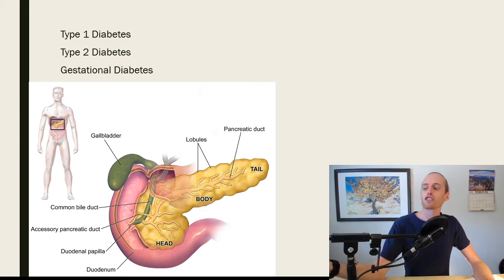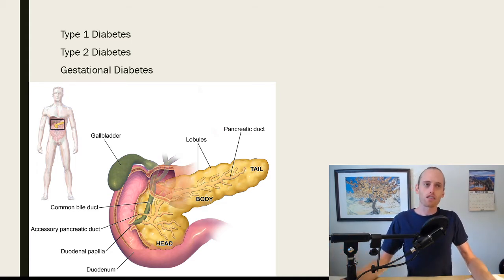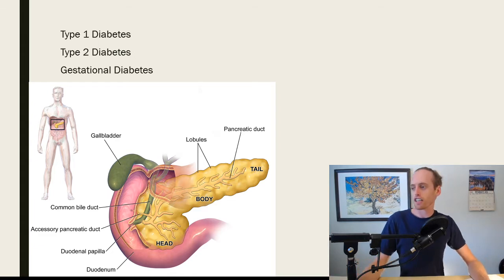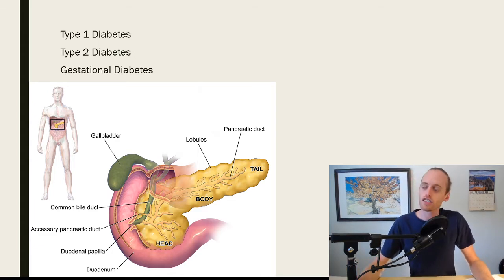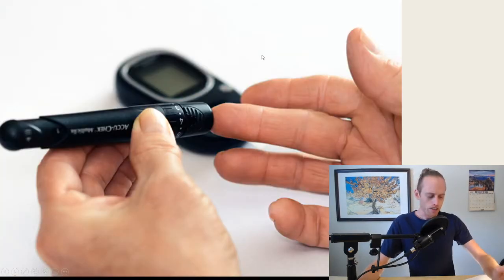And then we have gestational diabetes. This develops during pregnancy for some women. While you're pregnant, blood glucose levels are increased, and that can sometimes cause gestational diabetes. But again, through lifestyle changes, hopefully we can reverse that. So let's take a look at what life with diabetes looks like.